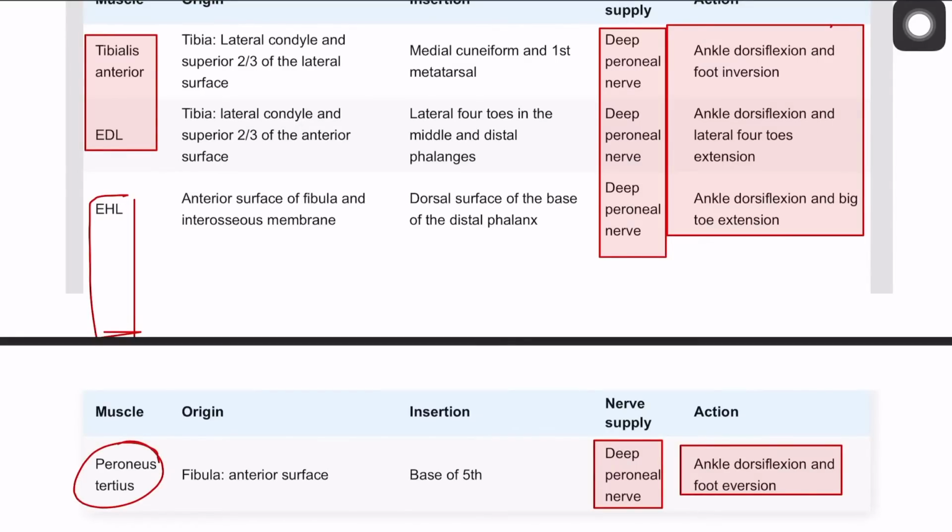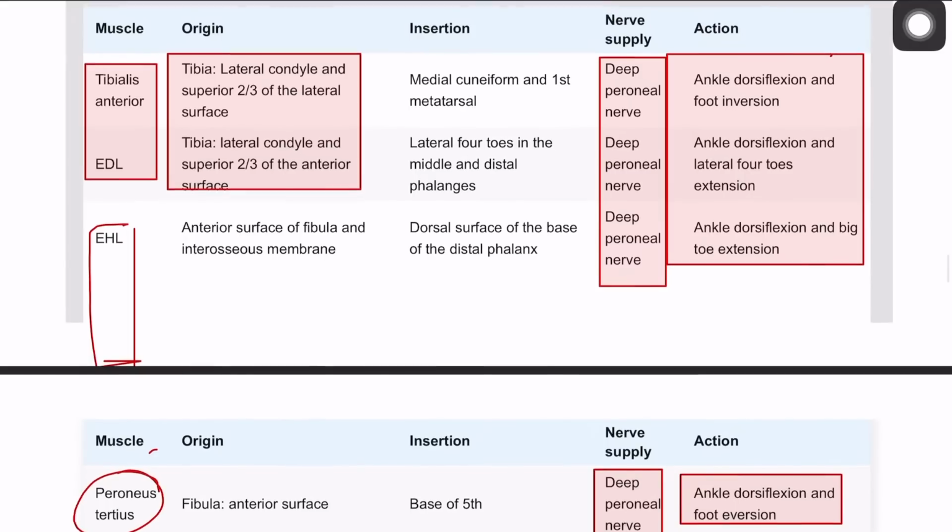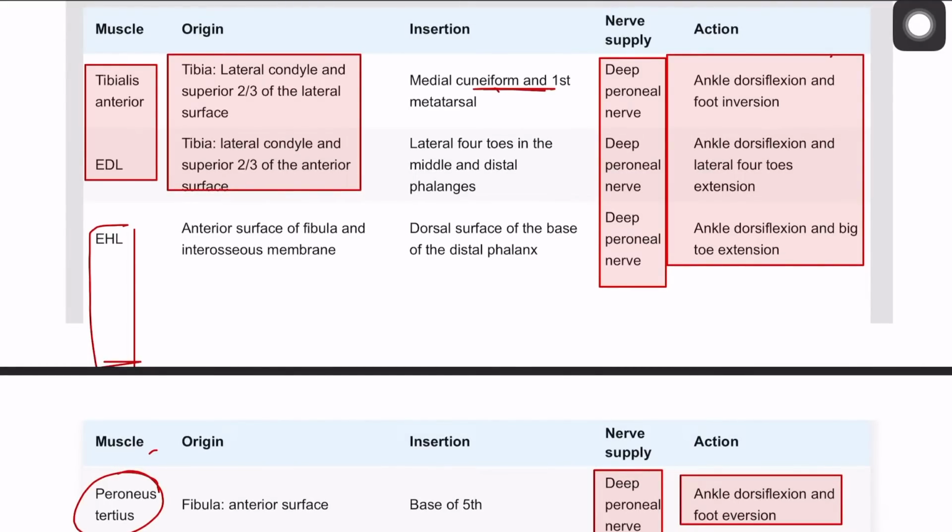All right, so 2 from the tibia and 2 from the fibula. The tibialis anterior arises from the lateral condyle and the superior 2/3 of the tibia. The other one has basically the same origin: the lateral condyle and the superior 2/3 of the tibia. Then the insertion: the tibialis anterior inserts into the medial cuneiform and first metatarsal, and the extensor digitorum longus into the lateral four toes, at the middle and distal phalanges as well.